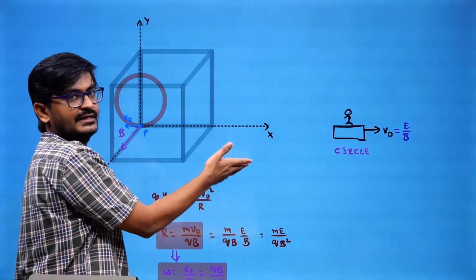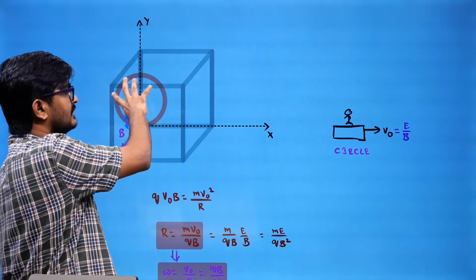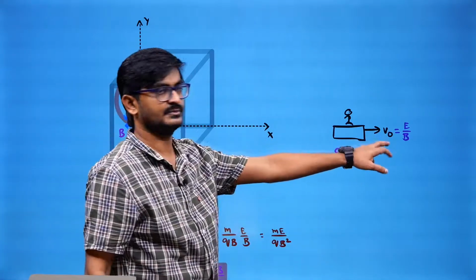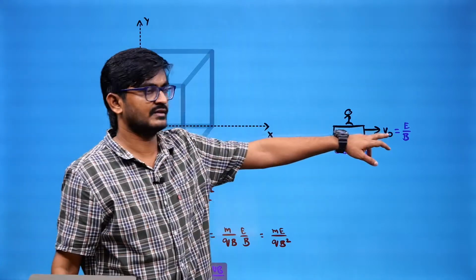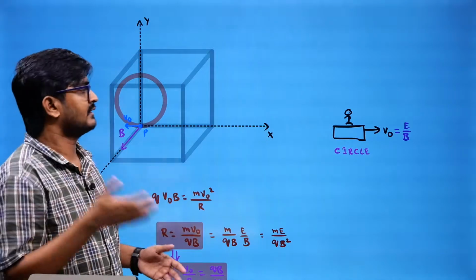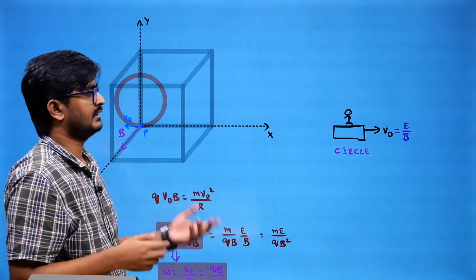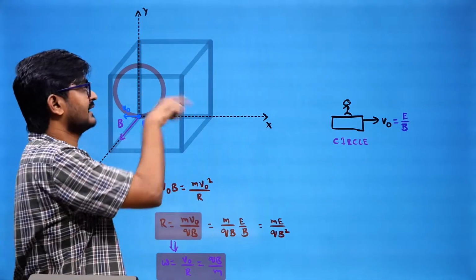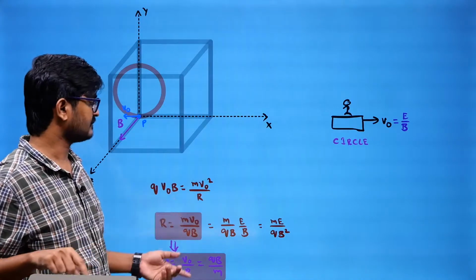So now what will happen if I shift my frame? This entire thing will be moving forward with a uniform speed V naught. So I will be feeling it's a circular motion when I am observing from a frame moving with V naught. When I shift my frame to ground, I will be feeling this entire circle is moving forward with a speed V naught. So then I will be getting again that kind of pure rotation, a cycloid kind of thing, right?